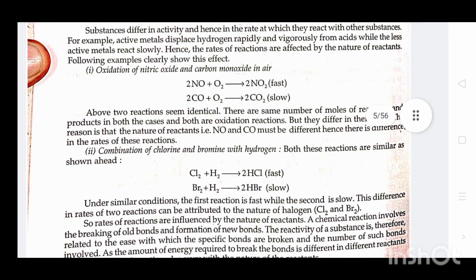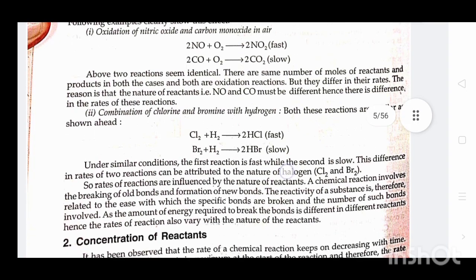The above two reactions seem identical. There are the same number of moles of reactants and products in both cases, and both are oxidation reactions, but they differ in their rates. The reason is the nature of reactants. NO and CO must be different, hence there is a difference in the rates of these reactions.